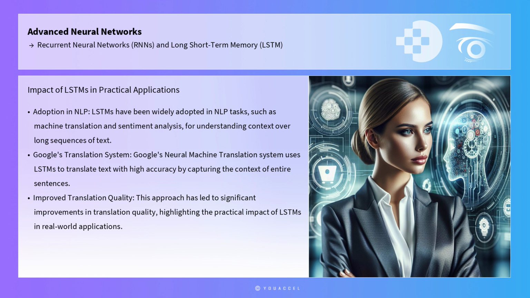In practical applications, LSTMs have been widely adopted across various domains. One notable example is their use in natural language processing tasks, such as machine translation and sentiment analysis. NLP tasks often involve understanding the context over long sequences of text, which LSTMs are well suited for. For instance, Google's neural machine translation system incorporates LSTMs to translate text with high accuracy by capturing the context of entire sentences rather than translating word by word. This approach has led to significant improvements in translation quality, highlighting the practical impact of LSTMs in real-world applications.